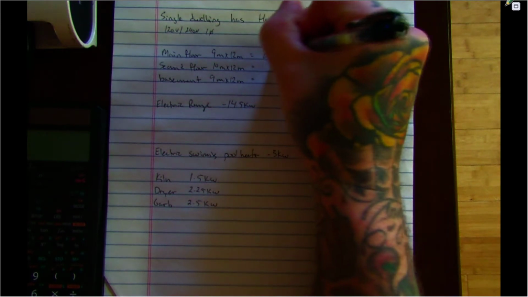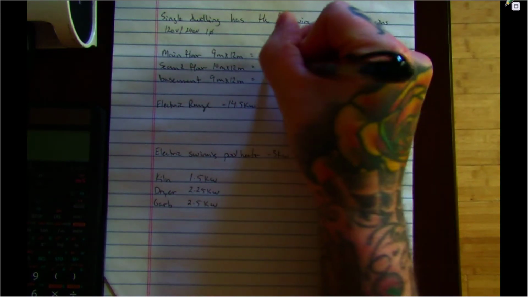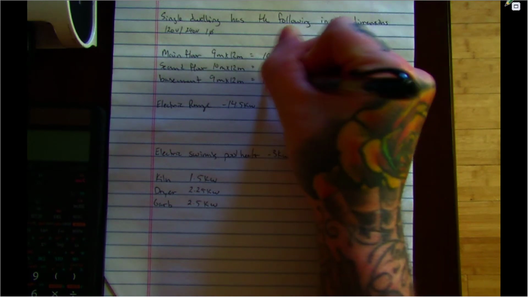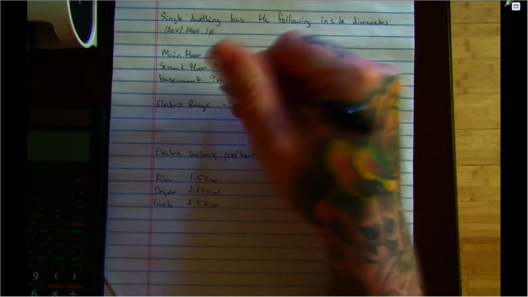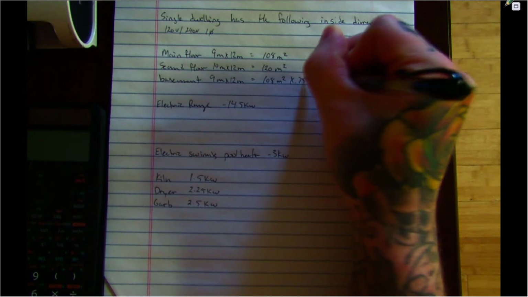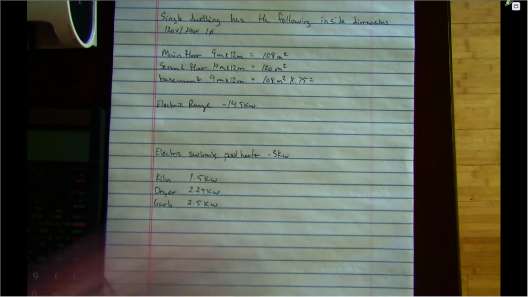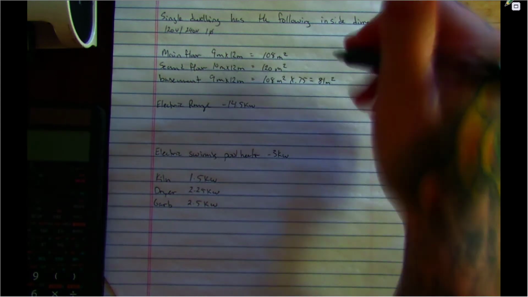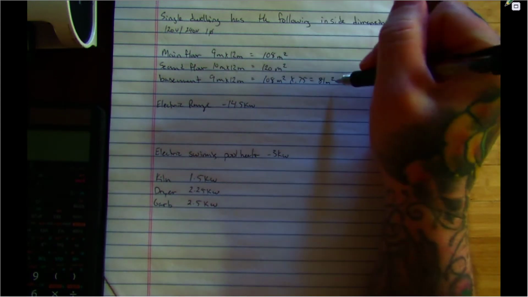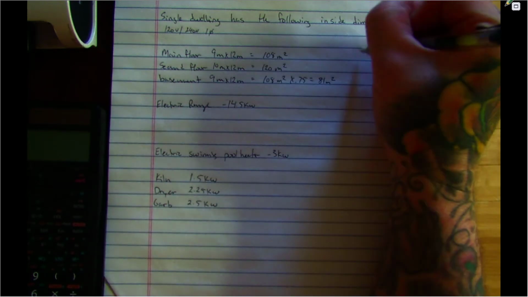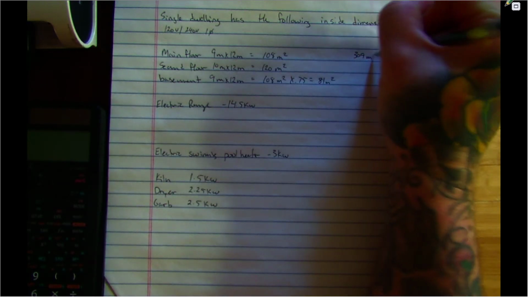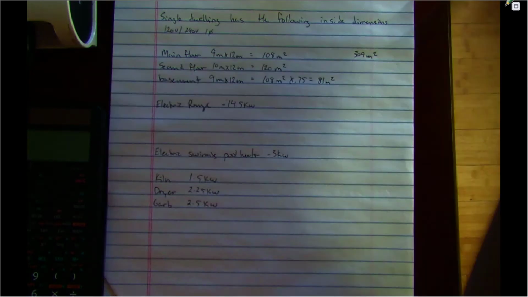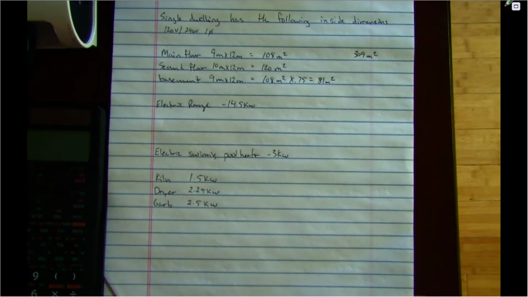So this is 108 meters squared. This is 120 meters squared, and this is 108 meters squared. Now again, this is the basement, so we're going to times this by 75%. So 108, and we get 81 meters squared. Okay, so we're going to total these up. 108, 120, and 81, and we should get 309 meters squared. Again, we're taking 75% of the basement because they assume that 25% isn't living area based on the furnace room and that kind of stuff.